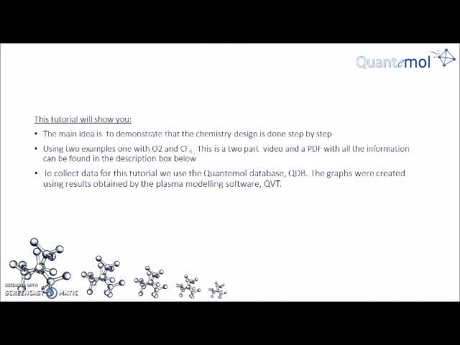In this tutorial we'll be using two examples, one with O2 and one with CF4. This is a two-part video and a PDF with all the information can be found in the description box below. To collect data for this tutorial, we used the Quantemol database QDB. The graphs were created using results obtained by the plasma modeling software QVT.